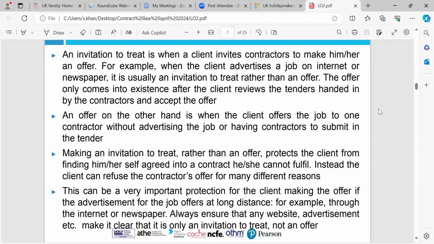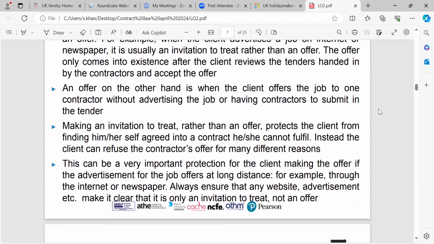Making an invitation to treat rather than an offer protects the client from finding him or herself agreed to a contract he or she cannot fulfill. Instead, the client can refuse the contractor's offer for many different reasons. This can be very important protection for the client if the advertisement for the job is made at a long distance, for example, through the internet or newspaper. Always ensure that any website advertisement makes it clear that it's only an invitation to treat. And this was established, as we mentioned earlier, in the famous case of Carlill and the Carbolic Smoke Ball Company, 1893.